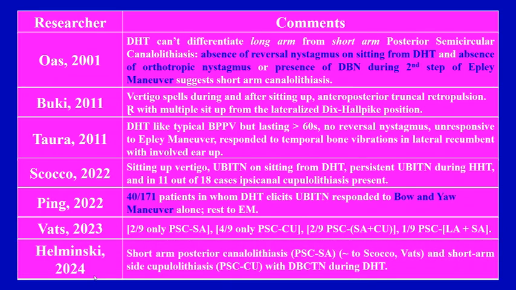Helminski in 2024 says that short arm posterior semicircular canalolithiasis is similar to that of our series and that of Scocco 2022. However, he adds the term short arm posterior cupulolithiasis, which we don't want to include because it creates confusion with short arm posterior semicircular canalolithiasis. Cupulolithiasis, whether on the short or the long arm side, will produce identical oculomotor patterns, depending on the shape of the posterior cupula and not on the side to which it is adherent, that is, the long or the short arm side.